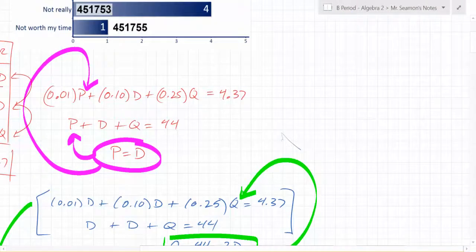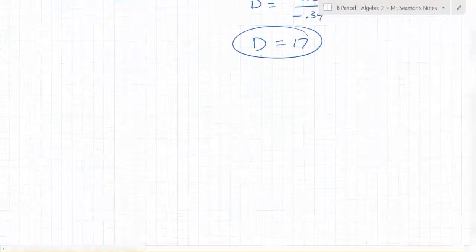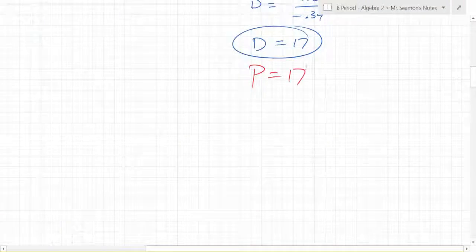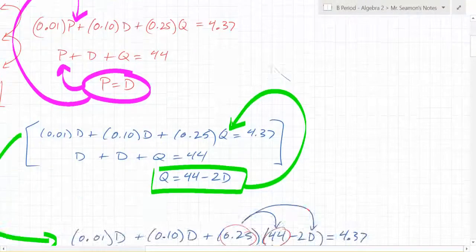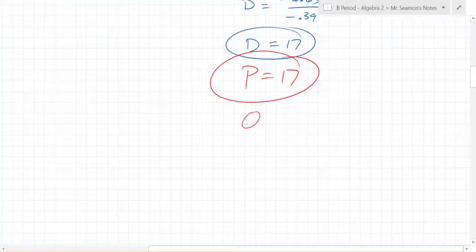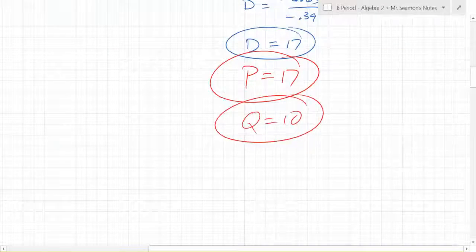What does it tell us? The number of dimes is equal to the number of pennies, right? So P is equal to 17, right? So Q is going to be equal to 10 because they have to add together to get 44.